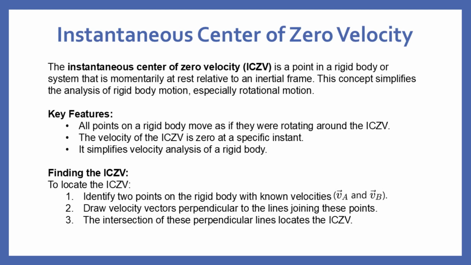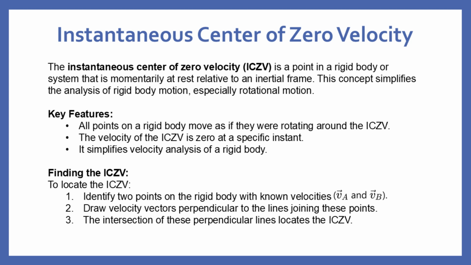Let's discuss the instantaneous center of zero velocity, ICZV. The ICZV is a point in a rigid body or system that is momentarily at rest relative to an inertial frame. This concept simplifies the analysis of rigid body motion, especially rotational motion. Key features include that all points on a rigid body move as if they were rotating around the ICZV, and the velocity of the ICZV is zero at a specific instant.